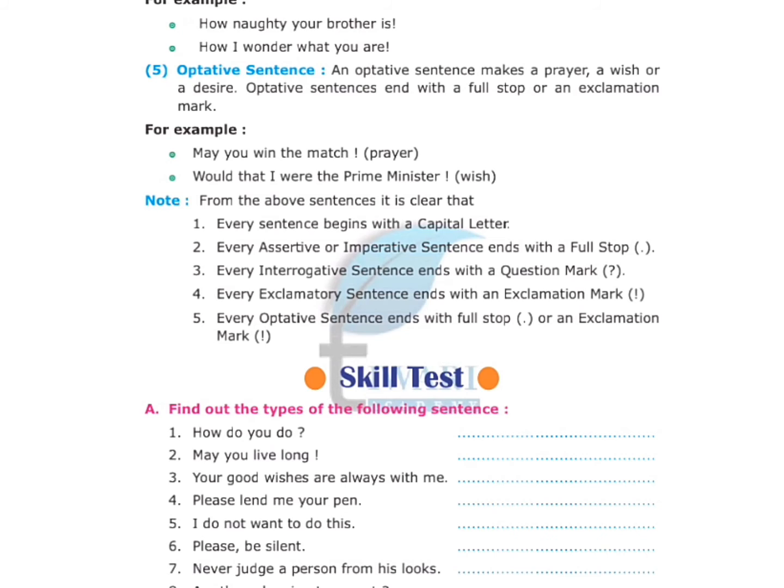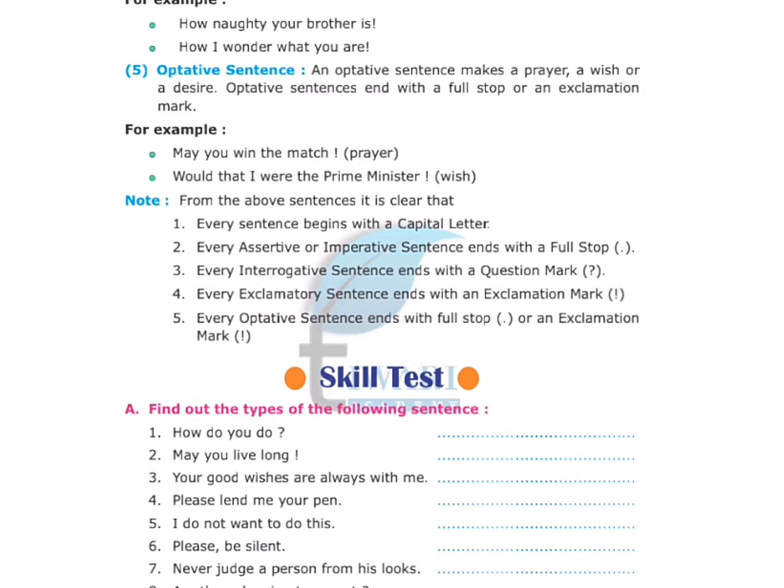Is this one clear? So note, from the above sentences, it is clear that every sentence begins with a capital letter, right? Every assertive or imperative sentence ends with the full stop. Every interrogative sentence ends with a question mark. Every exclamatory sentence ends with an exclamation mark. Got it completely till here? Every operative sentence ends with full stop or an exclamation mark.